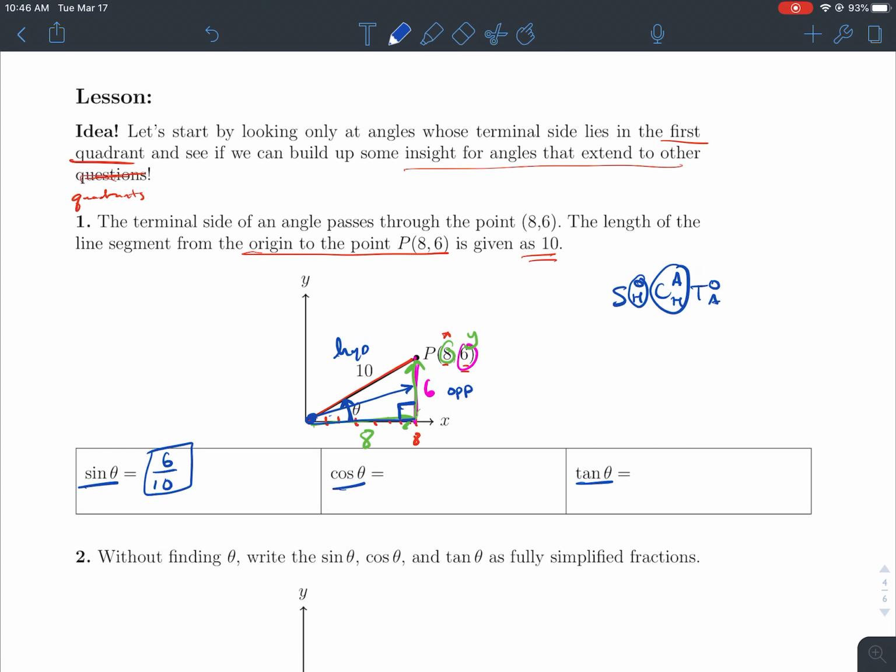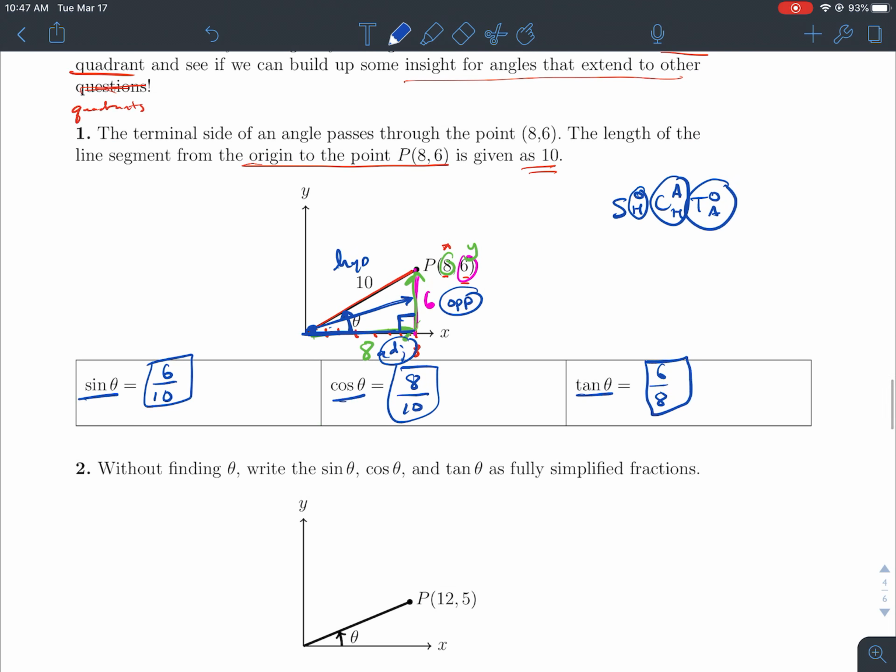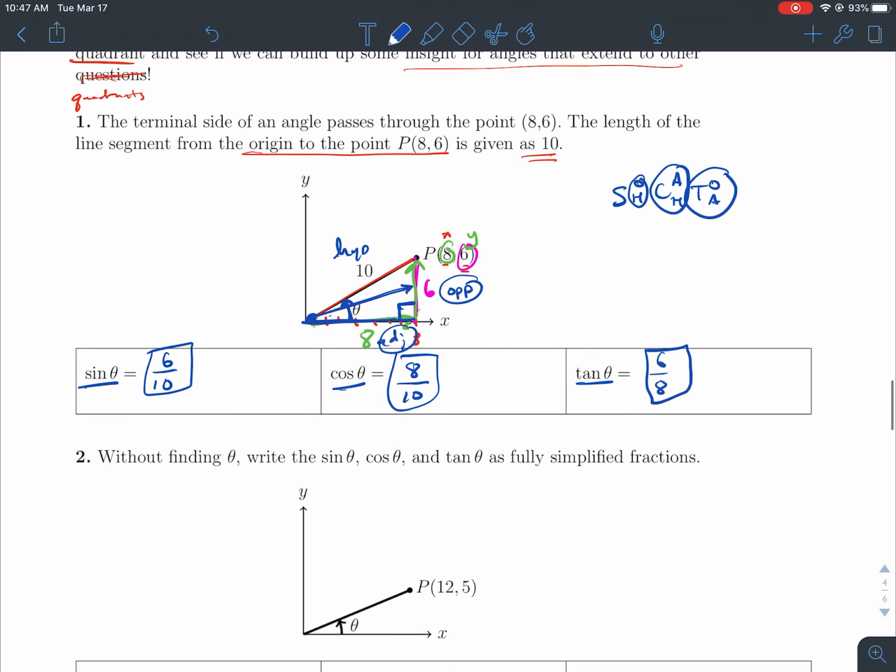Cosine of theta is adjacent over hypotenuse, so we're going to use the adjacent side, 8, over hypotenuse, which is 10. Tangent of theta is opposite over adjacent, so we'll use 6 over 8. And I'm not reducing any of these intentionally because I like showing where they came from. It's nice here. All right.